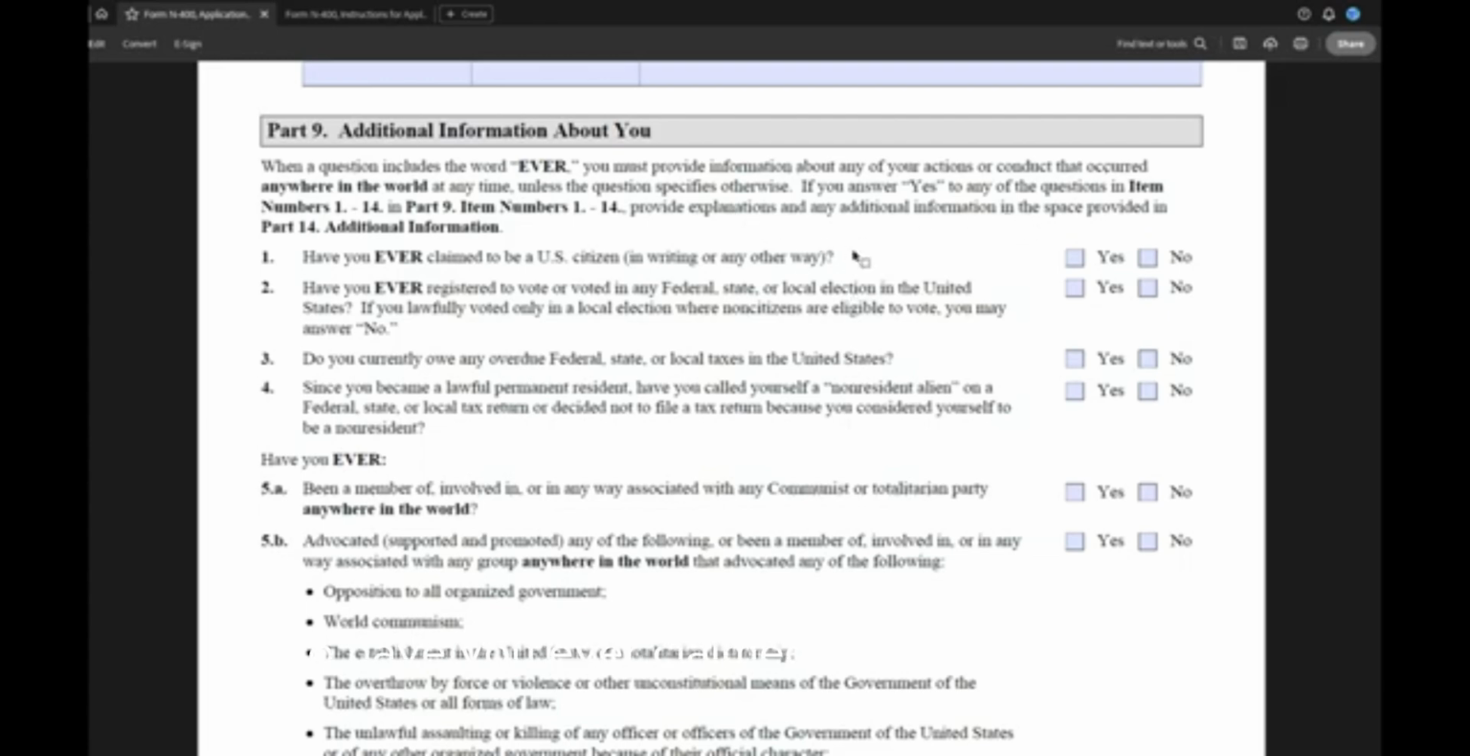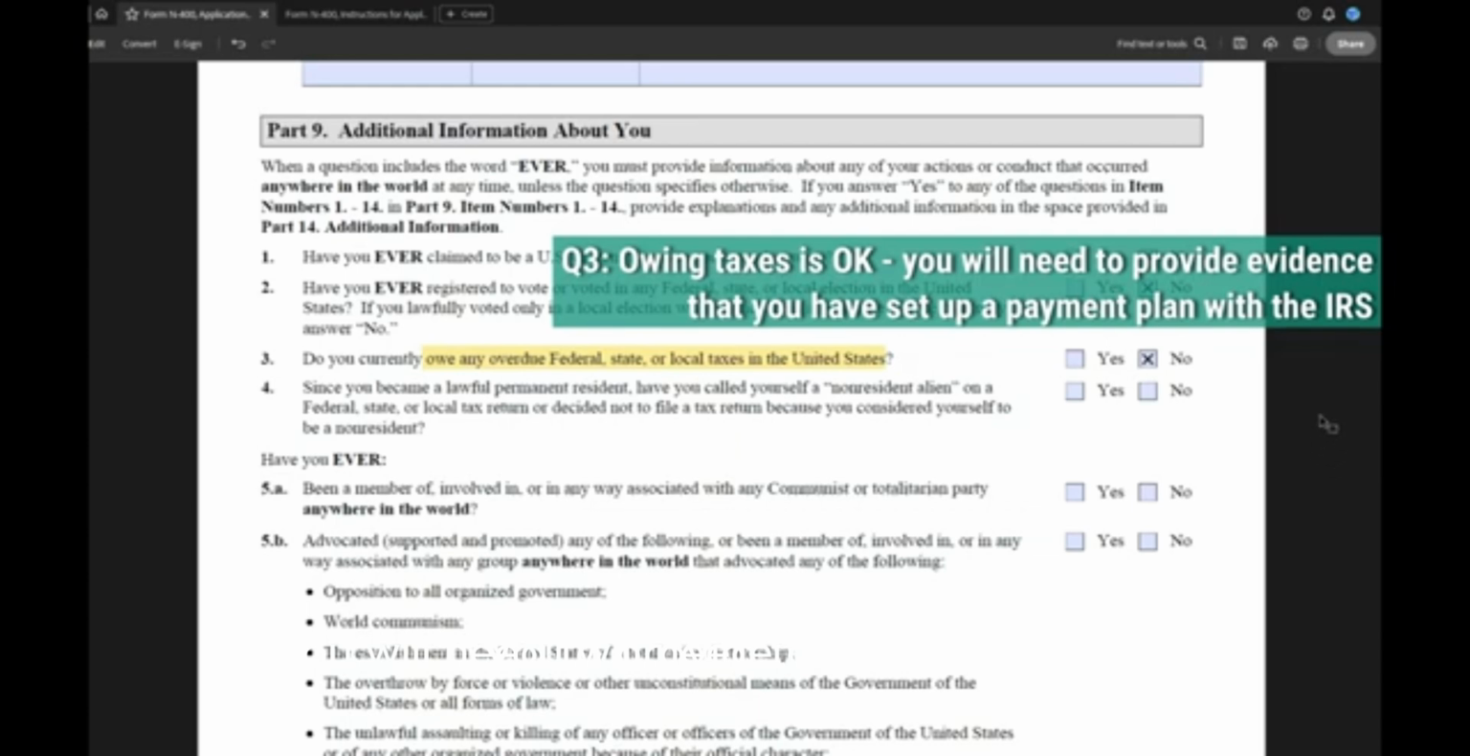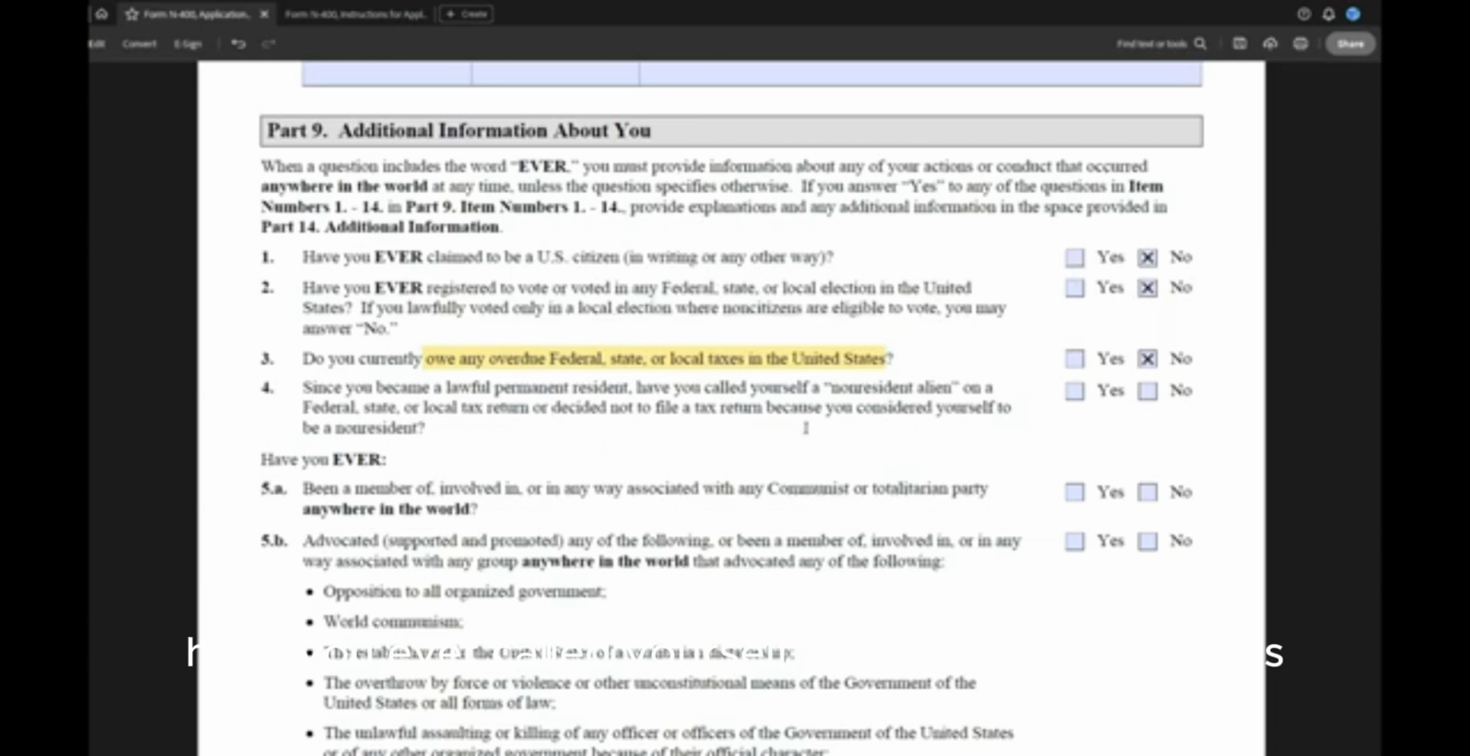So, have you ever claimed to be a US citizen? Have you ever registered to vote in any kind of election? Do you currently owe any federal, state, or local taxes? If you answer yes, you will need to provide proof that you have established a payment plan with the IRS, a printout of which you can obtain directly on the IRS website. Have you ever called yourself a non-resident on taxes since you became a green card holder?